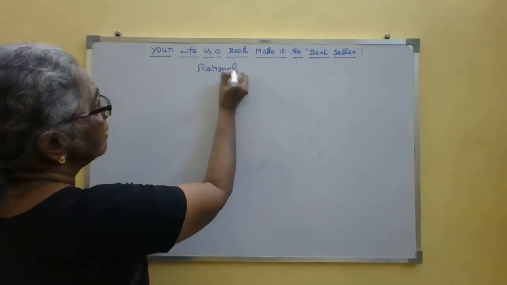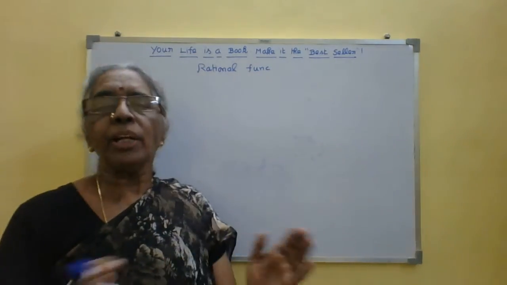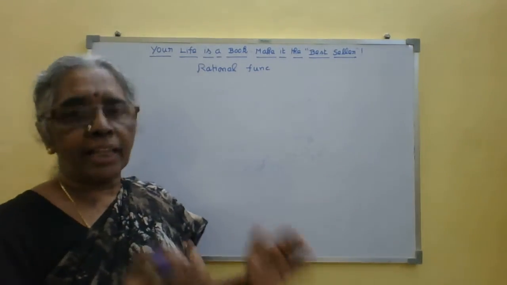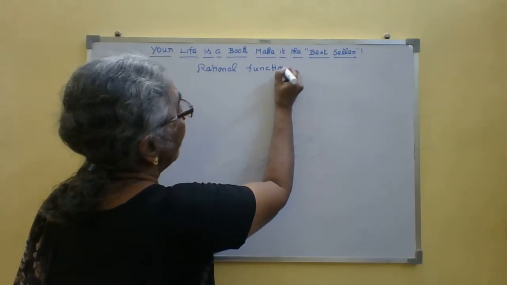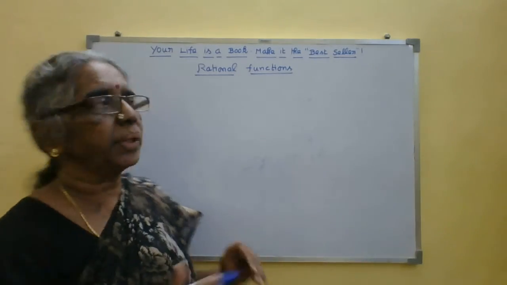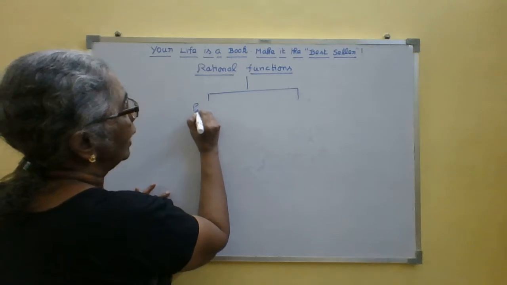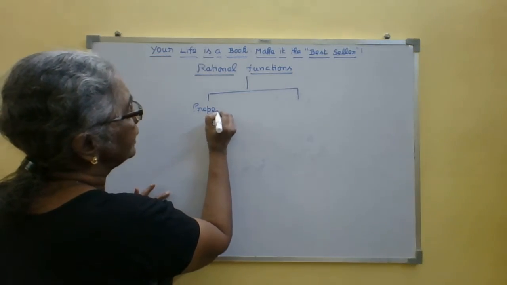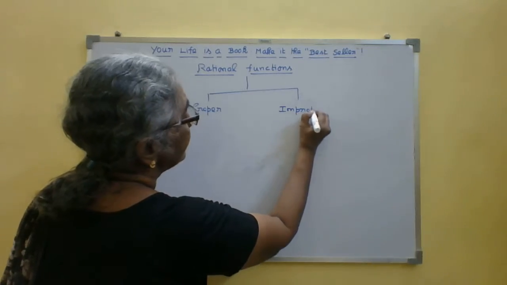Rational function means you will have algebraic expressions which are polynomials in both the numerator and in the denominator. That is called rational function. That can be broadly categorized into two. One is called proper rational function, the other is called improper rational function.